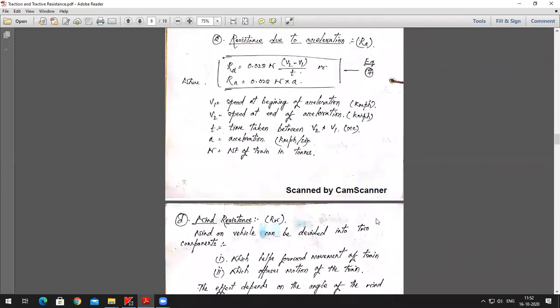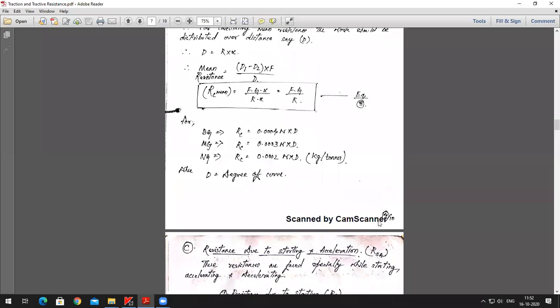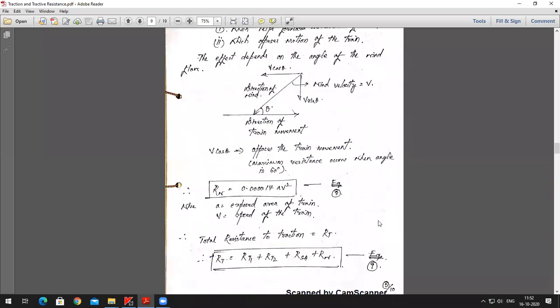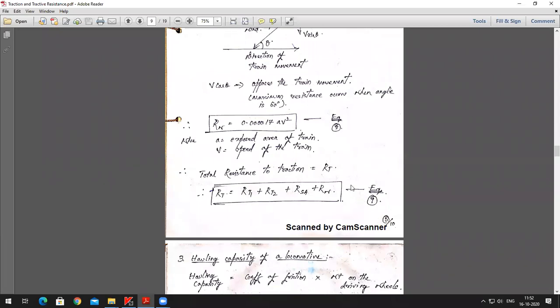So when a problem is being asked, you need to use all these equations, solve the problem, and give the total resistance that the train needs to overcome. So you will understand this better when we start solving the problems based on these concepts.